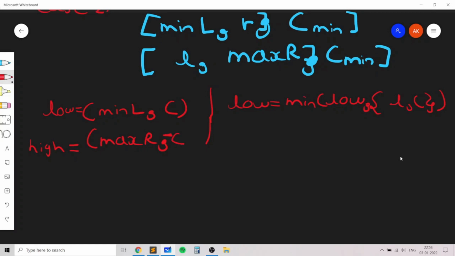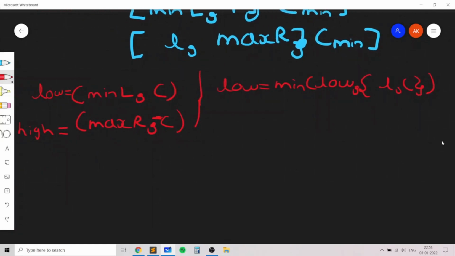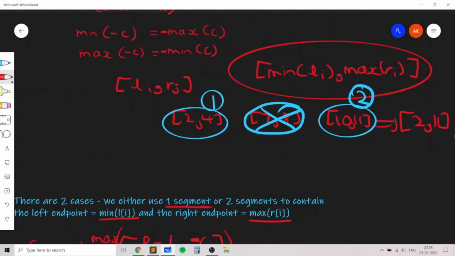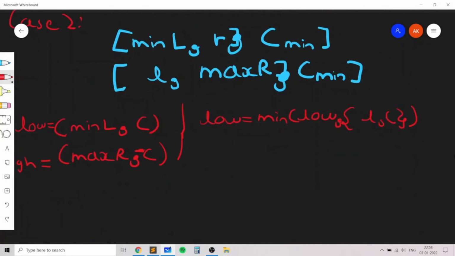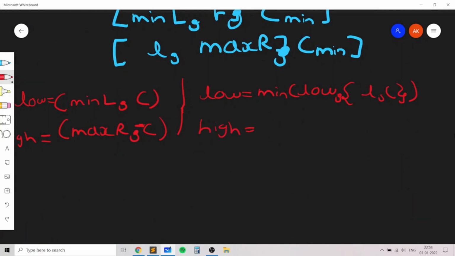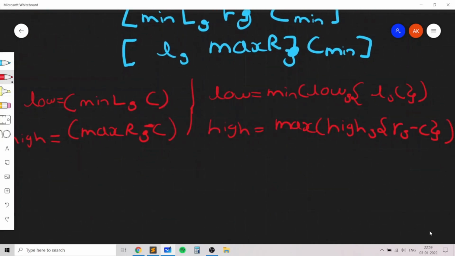That's why we need to set high to be the maximum value of R and the maximum value of negative C, because as you can see from the notes, the maximum value of negative C will actually give us the minimum value of C. So just storing the negative value of C will work, and we can set high to be the maximum of high and the current value of R, negative C. This will maximize R, and it will also maximize the negative C, which means it will minimize C. In both cases we are minimizing C and storing the minimum value of L and the maximum value of R. And in this way we can find the cost.